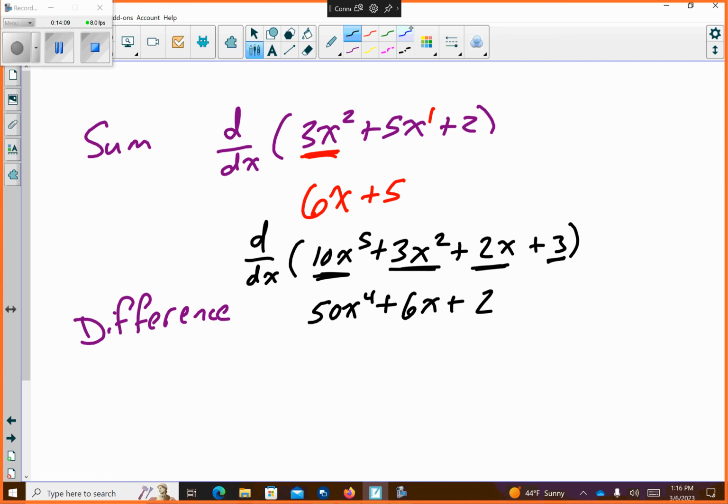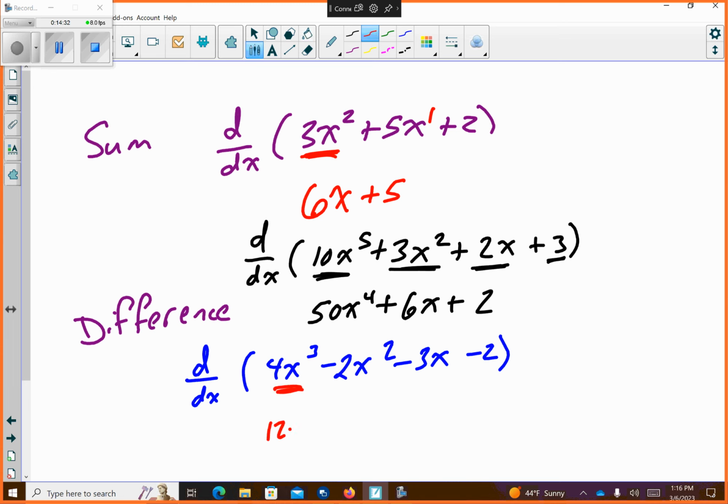All right, and then the difference rule is just the same idea, but if we had subtraction signs. So if you had subtraction signs in there, derivative of this is 12x to the second minus 4x to the first minus 3. There's your derivative.